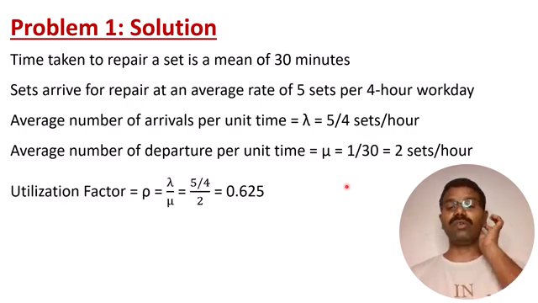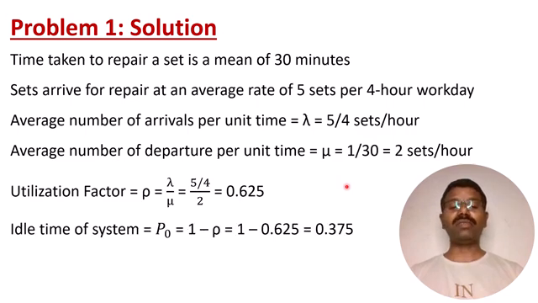Before that, we will first see what is the utilization factor. The rho is equal to lambda by mu, that is equal to 5 by 4 by 2, that is equal to 0.625. That is the utilization factor. And then the idle time of the system is P naught, that is equal to 1 minus rho, that will be 0.375. That is the idle time of the system.